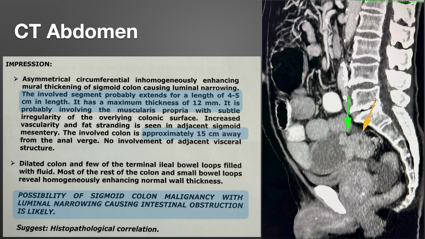We did a CT scan of the abdomen for this patient, which revealed an involved segment of sigmoid colon, probably extending 4 to 5 centimeters in length, with an asymmetrical circumferential inhomogeneous enhancing mural thickening of the sigmoid colon. The maximum thickness is around 12 mm, and it is approximately 15 centimeters away from the anal verge. There is a possibility of sigmoid colon malignancy with luminal narrowing causing intestinal obstruction.